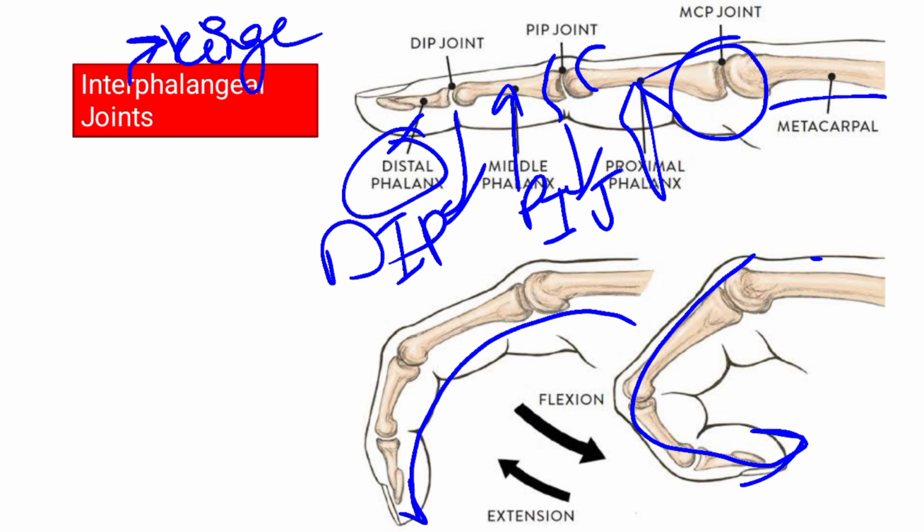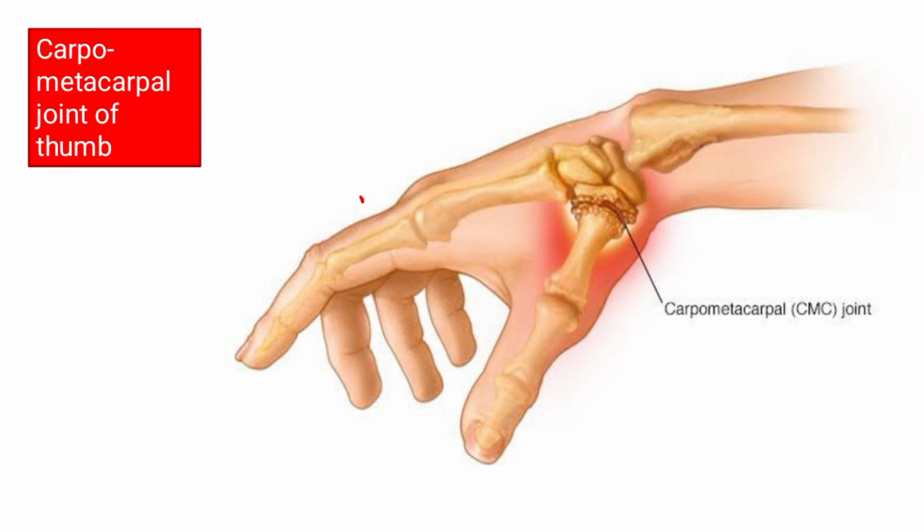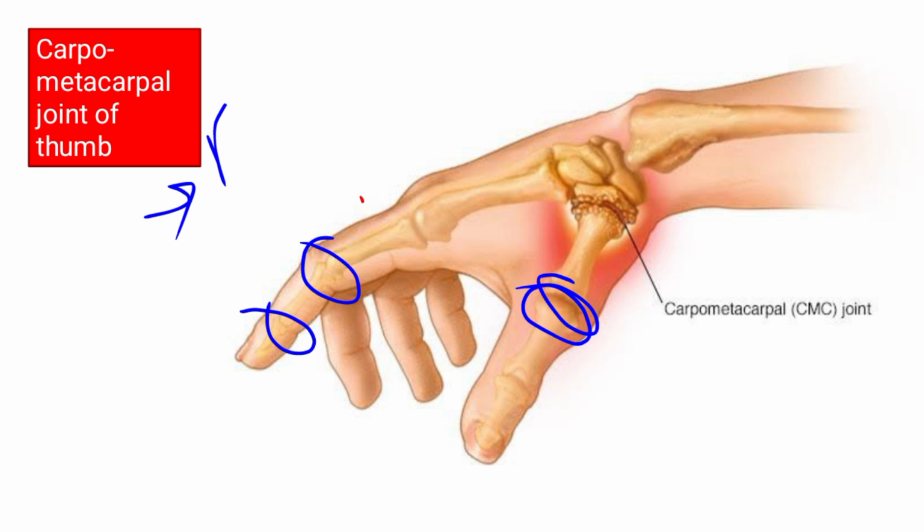Interphalangeal joints are two in each finger except in the thumb, where there is only one interphalangeal joint. Here you can see this is the interphalangeal joint, but in the finger there are proximal and distal interphalangeal joints. Thus, each finger has these joints, including flexion and extension movement.